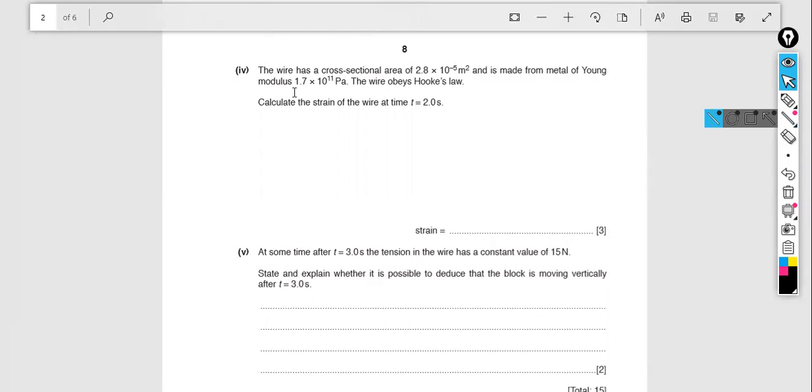The wire has a cross-sectional area of 2.8 by 10 to the -5 meters squared and is made from metal of Young modulus 1.7 by 10 to the 11 pascals. The wire obeys Hooke's law. Calculate the strain of the wire at time 2 seconds.